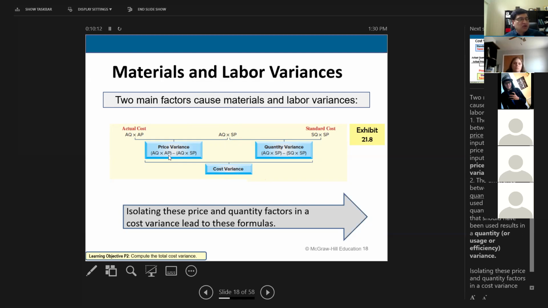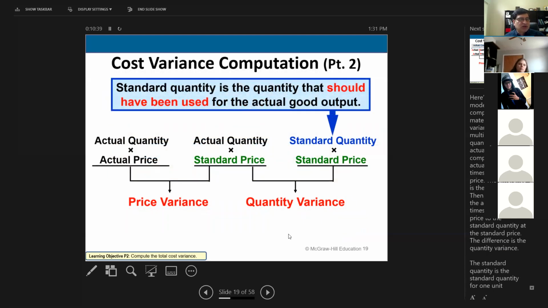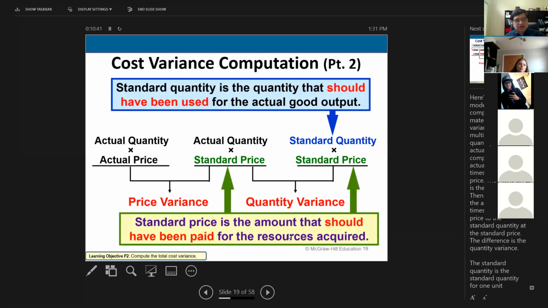So if you take out actual quantity common here, it will give you actual price minus standard price in the bracket. Same way here, if you take out the standard price common, then you got actual quantity minus standard quantity. It's the same thing that I've shown you earlier. It's written the same way. Make sure everyone understands this part, please.